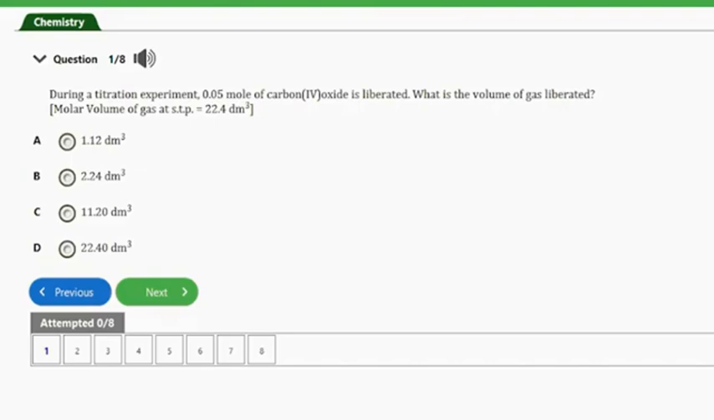It says, during a titration experiment, 0.05 mole of carbon dioxide is liberated. What is the volume of gas liberated? Take the molar volume of gas at standard temperature and pressure to be 22.4 dm cube. So guys, here we're going to zoom into our workspace and try to sort this out together.